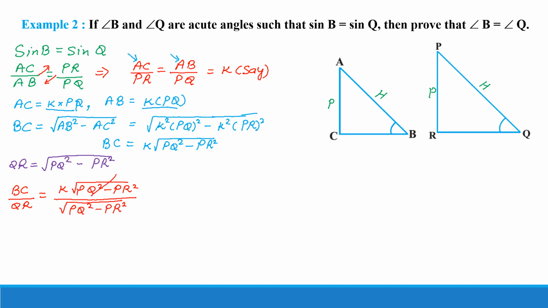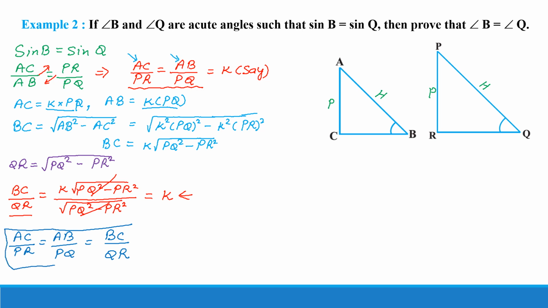As you can see, this and this are the same, so they will get cancelled out, and you will get that the ratio of BC to QR is also equal to K. Earlier on we have obtained that these ratios are equal to K, and now this is also equal to K. So by combining these two, we can write AC upon PR is equal to AB upon PQ is equal to BC upon QR.